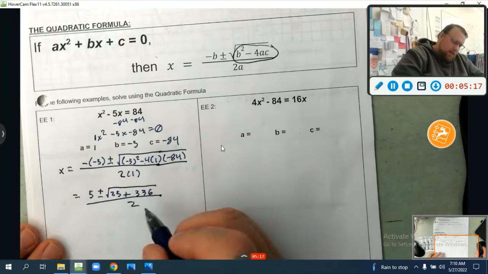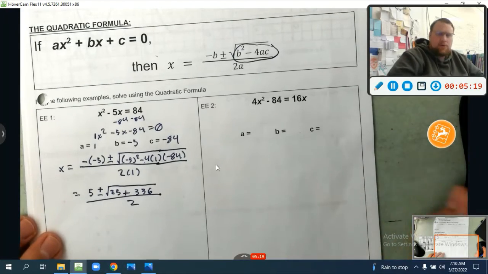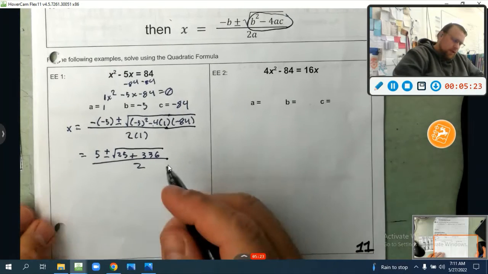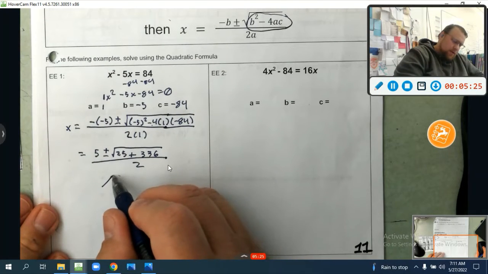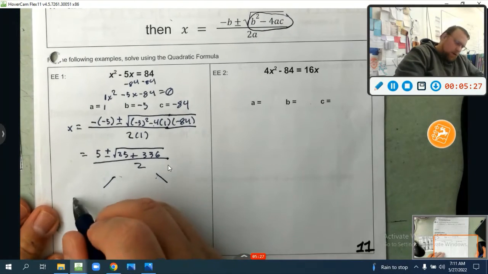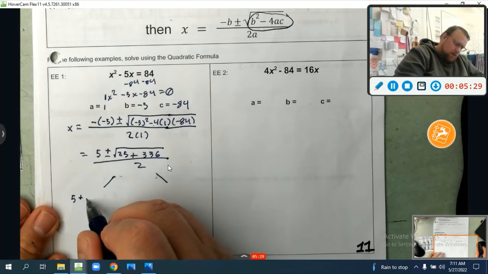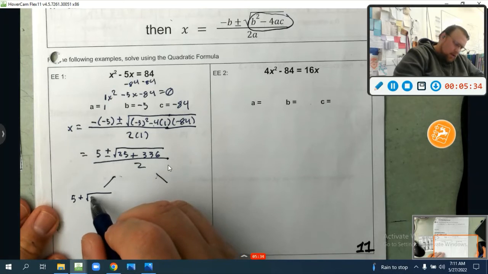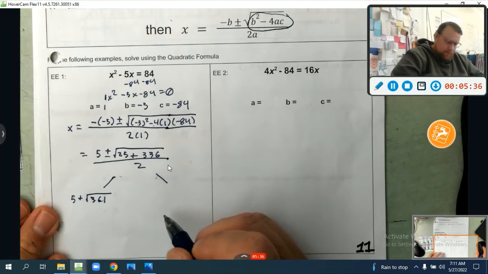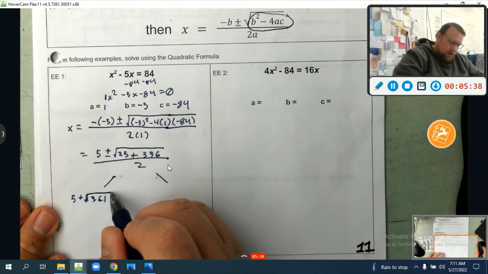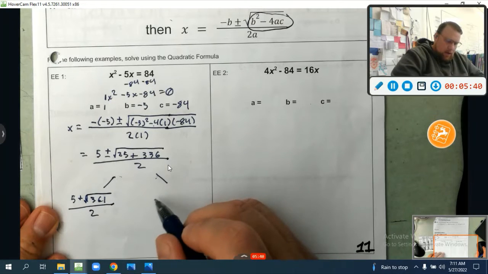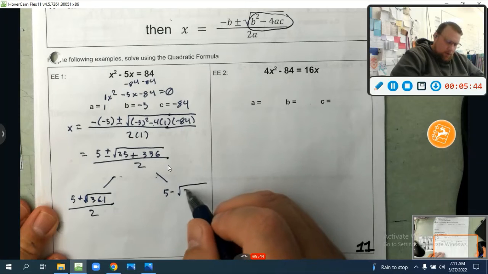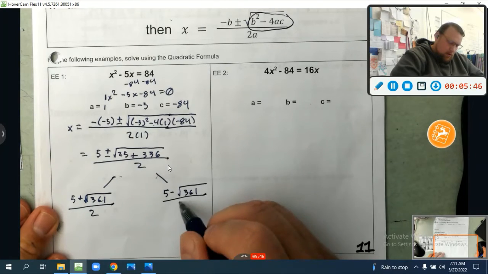So now is where we're going to split into actual 2 different parts here. I mean, 2 different things we solve, right? There's 2 answers to every square root problem. One is going to be 5 plus the square root of, when I add those together, was that 56, 61, 361, the square root of 361, all over 2. And one is going to be 5 minus the square root of 361, all over 2.